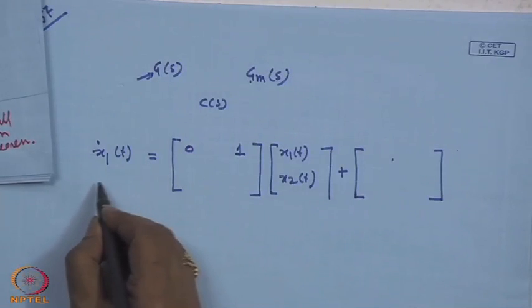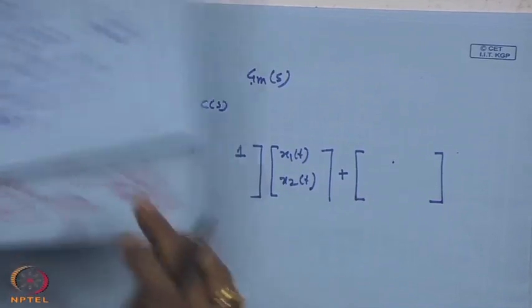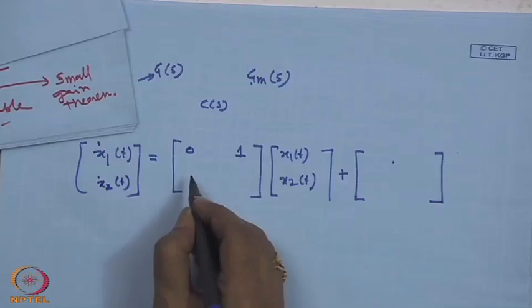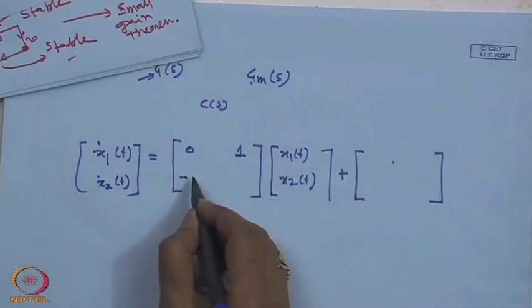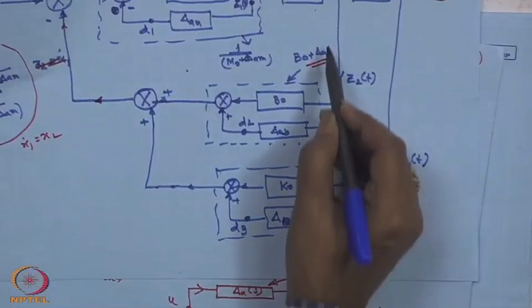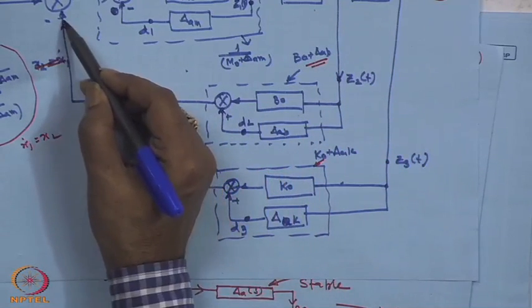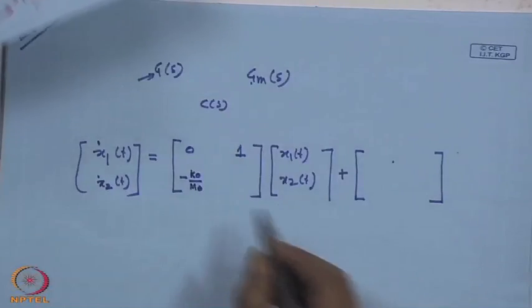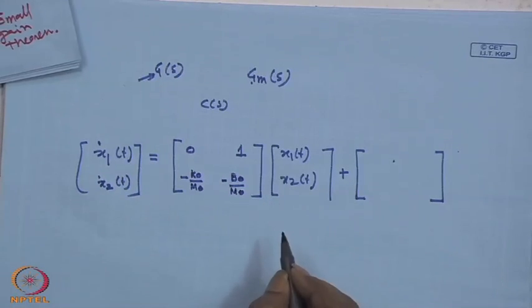So, I can write x 2 dot of t is nothing but x 1 times 1 by m 0. So, it is a minus. Why is minus considered? That signal is going with a minus sign, agree? So, this is minus k 0 by m 0. Now, this is x 2, you see this is the b 0 going with a minus sign and divided by 1 by m 0. So, this is minus b 0 by m 0, times x 2. There are also some other signals in x 2.